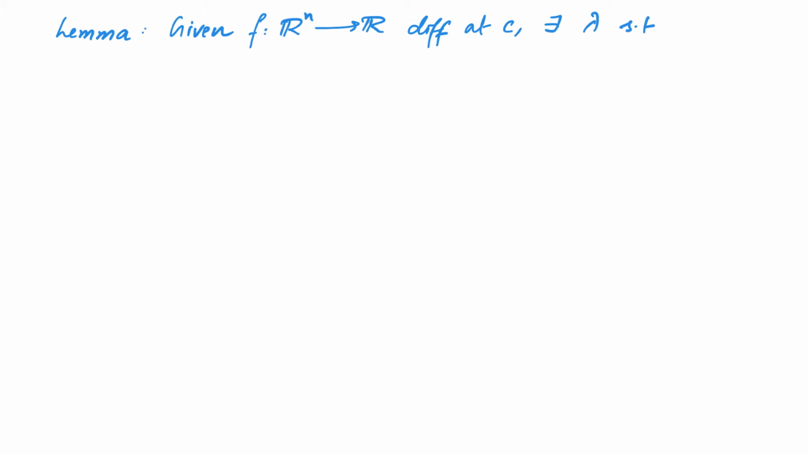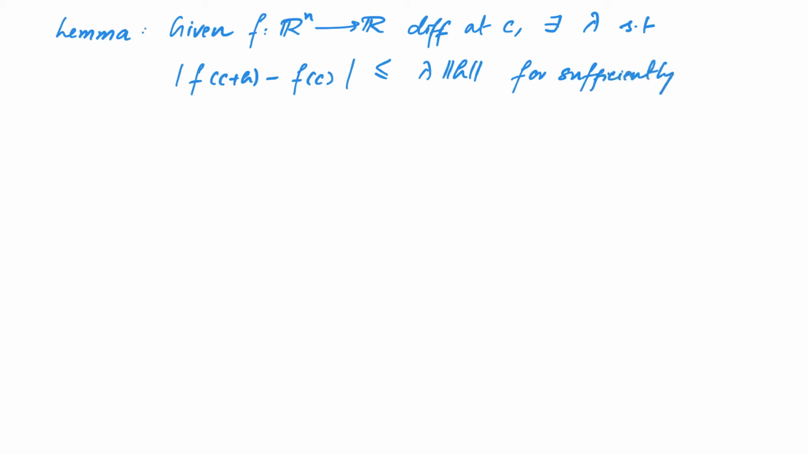The lemma states that given a function f from R^n to R that is differentiable at a point c, you can find a lambda such that modulus of f of c plus h minus f of c is less than or equal to lambda times norm h for all h sufficiently small. Let us now go through a proof of this result.